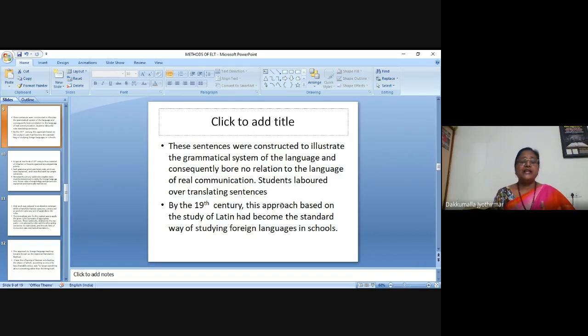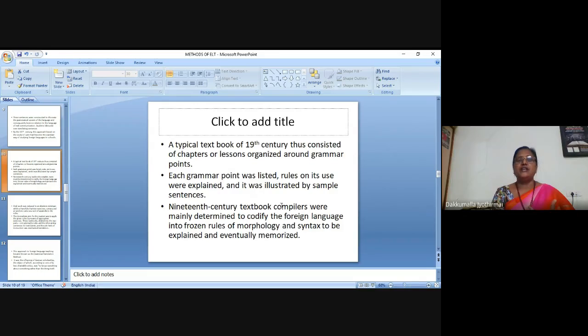Okay, by the 19th century, this approach based on the study of Latin had become the standard way of studying foreign languages in schools. As it started around the 16th or 17th centuries, after two centuries or so, in the 19th century, it became the standard way of studying foreign languages in school.